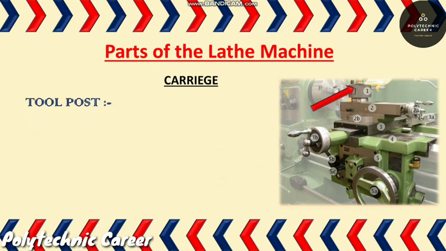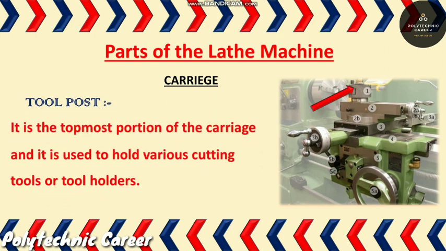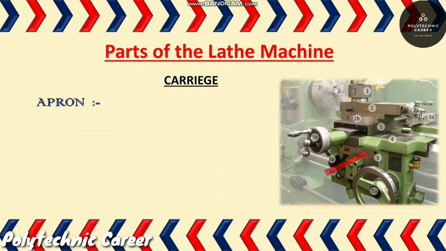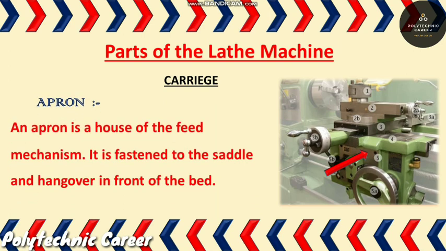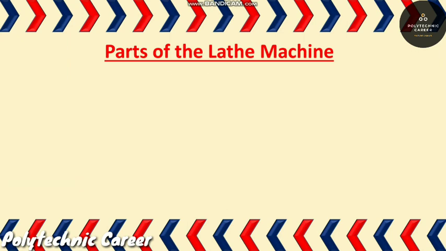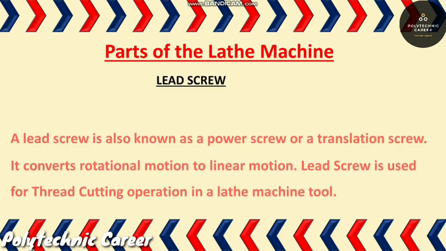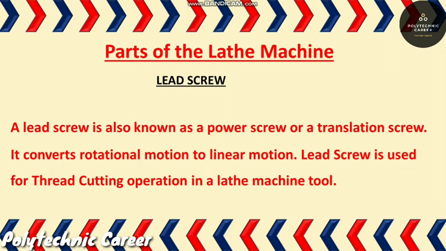Tool post. It is the topmost portion of the carriage and it is used to hold various cutting tools or tool holders. Apron. An apron is the house of the feed mechanism. It is fastened to the saddle and hangs over the front of the bed. Lead screw. A lead screw is also known as a power screw or a translation screw. It converts rotational motion to linear motion. The lead screw is used for thread cutting operations in the lathe machine tool.